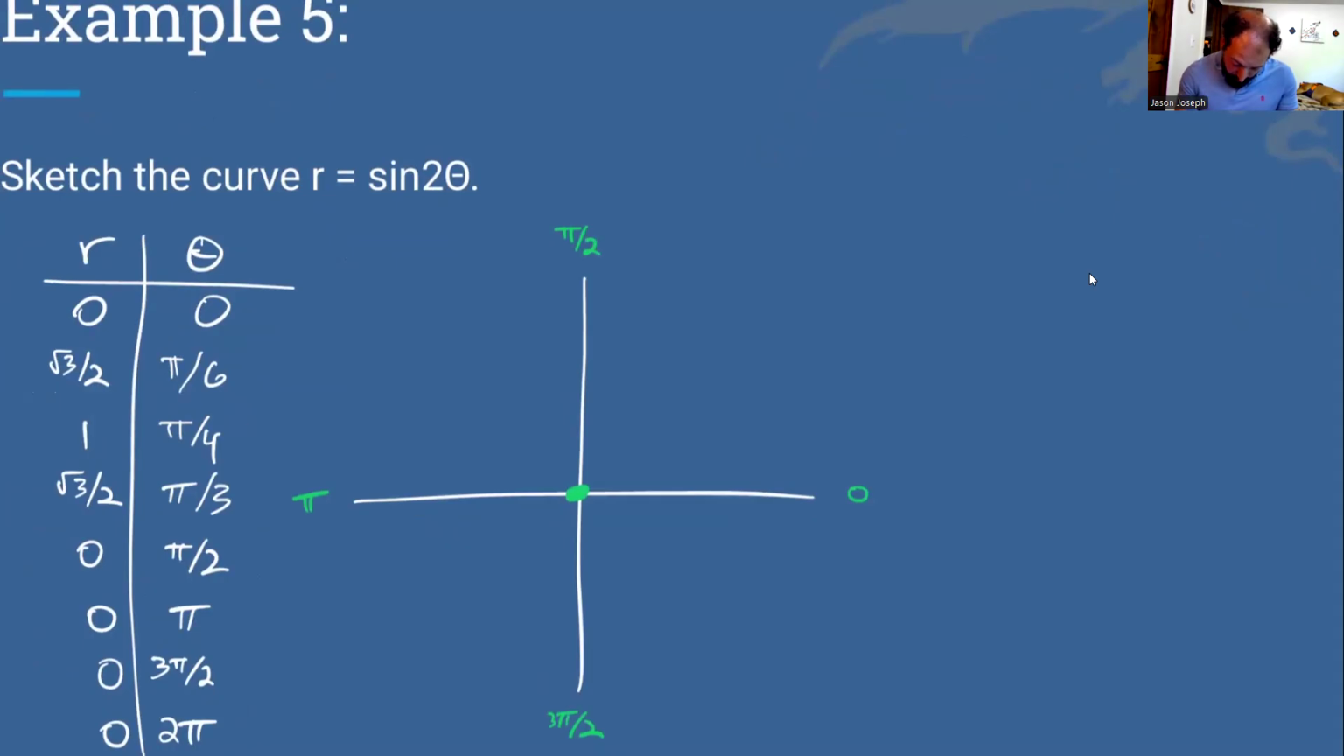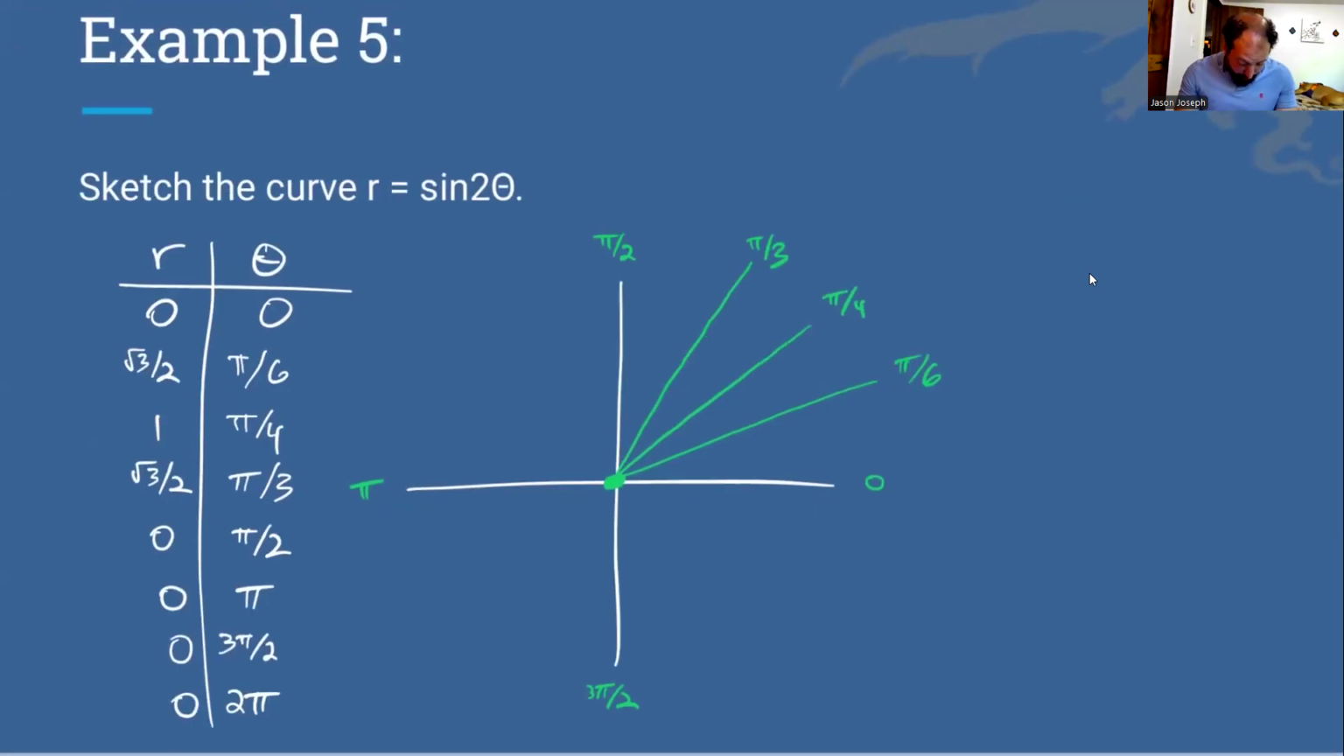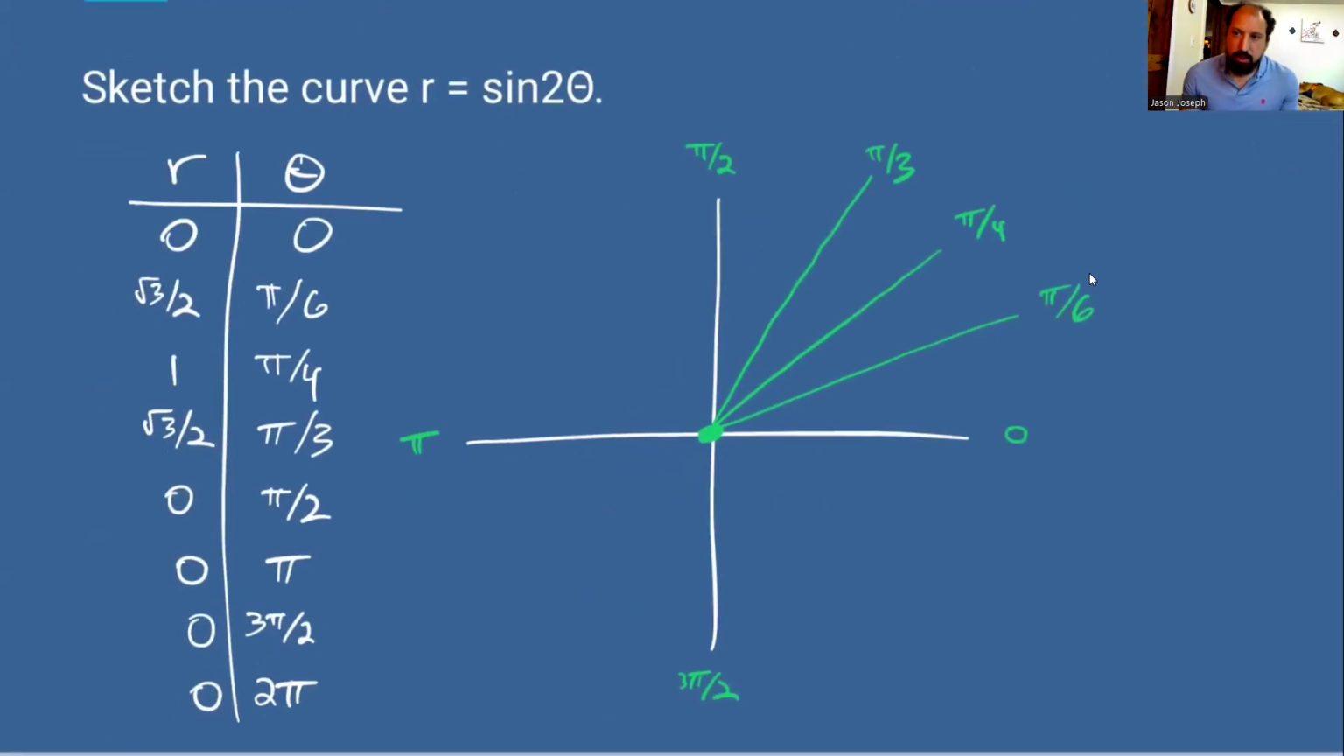Okay, so let's draw those angles again. Pi over 6, 4, and 3, just approximately. Okay, so I start at the origin, and then at pi over 6, my radius is root 3 over 2. So if you believe that this is continuous, which it should be, because sine is continuous, then that means I have to start at the origin and get to a point that's like here.